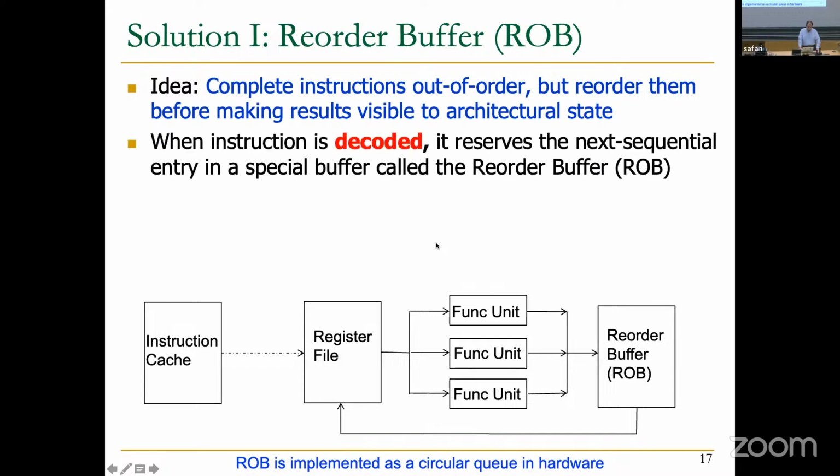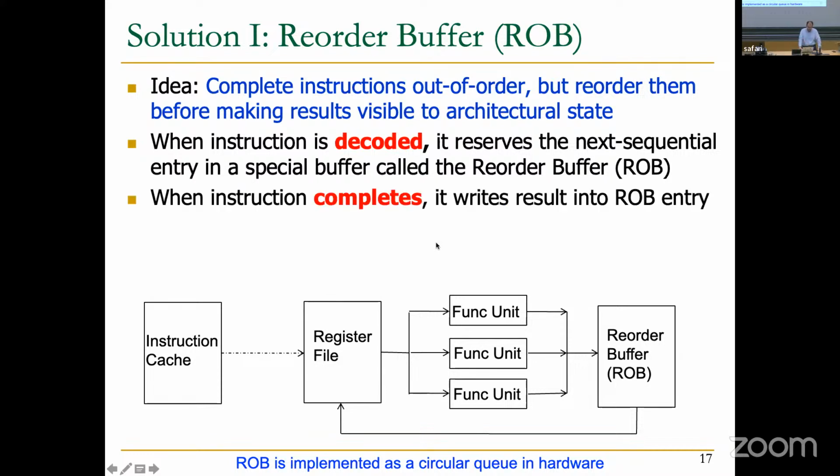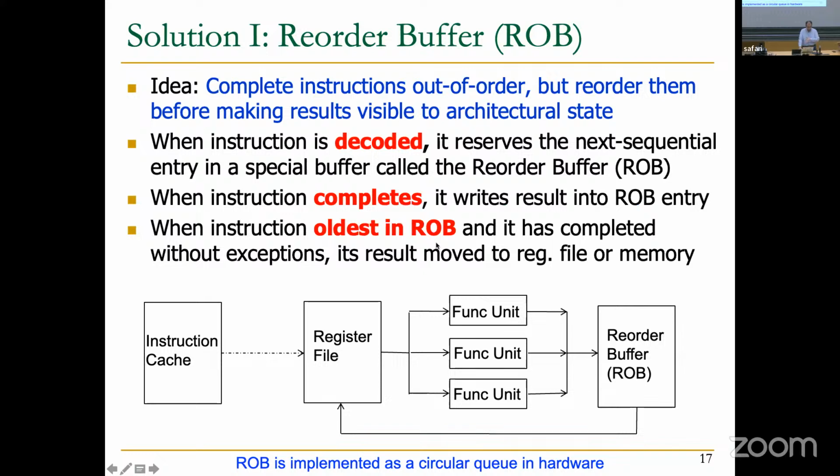So basically, when an instruction is decoded, it reserves the next sequential entry in a special buffer called the reorder buffer. And when the instruction completes, it writes the result into its reorder buffer entry. When the instruction is the oldest in the reorder buffer and has completed without exceptions, its results move to the register file or memory. Which means that we do the write-back step. So it's quite simple. After we know it, it's quite simple.